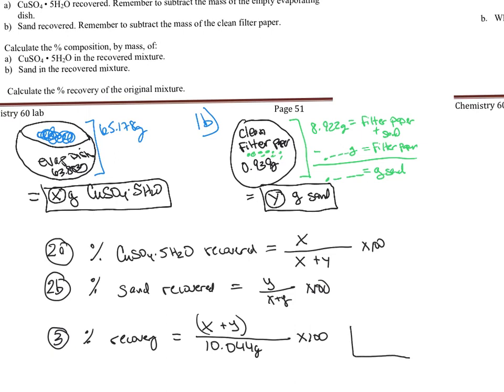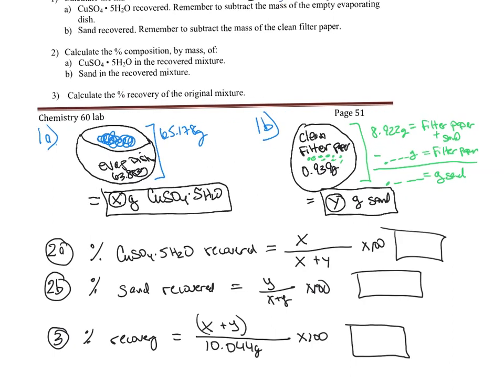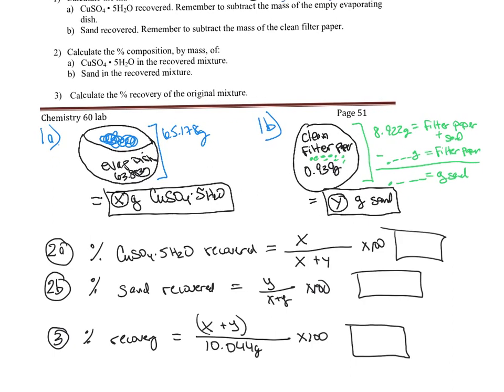And please put a box around all of your final answers, include all of your units, number your questions. So when I'm grading this, I should see calculations in number 1A, box your answer. 1B, box your answer. 2A, show the work, box your answer. 2B, show the work, box your answer. 3, show the work, box your answer.